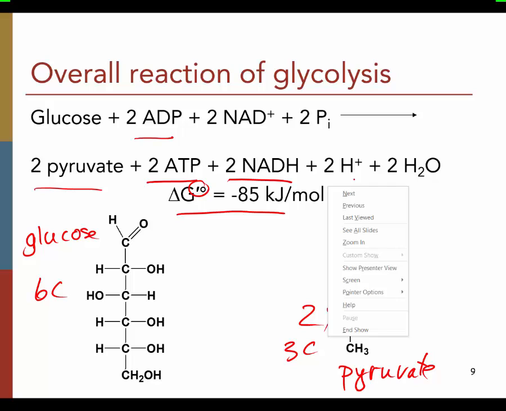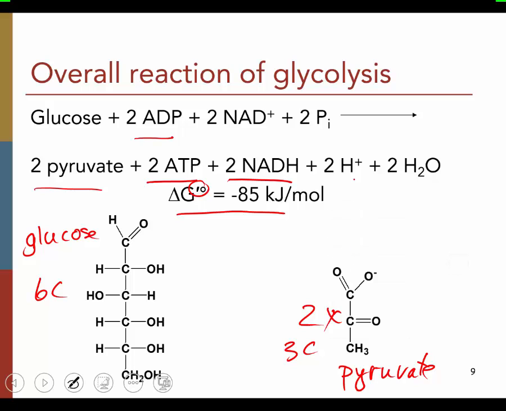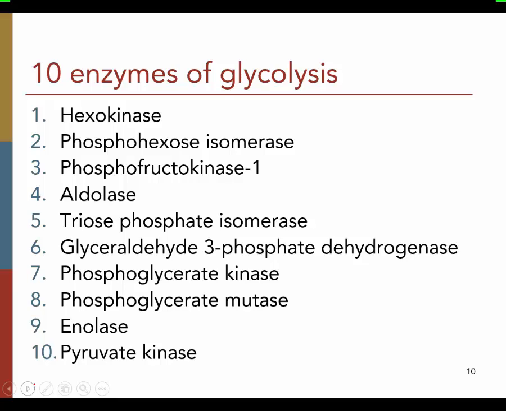So that's the overall reaction, and it's spontaneous in this direction, so that's useful, right? Because we want to actually make products of glycolysis. But how do we get there? Glycolysis is 10 enzymes, and it looks daunting now, but I promise it's not that bad. It's going to take us 10 enzymatic steps to get from glucose to 2 molecules of pyruvate.